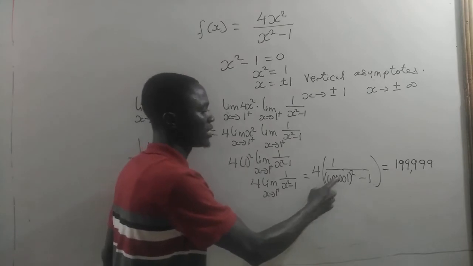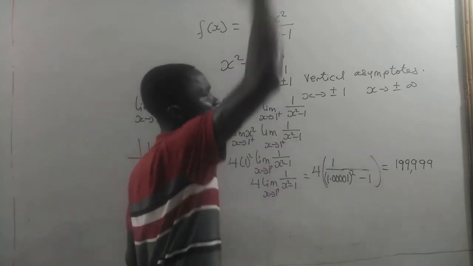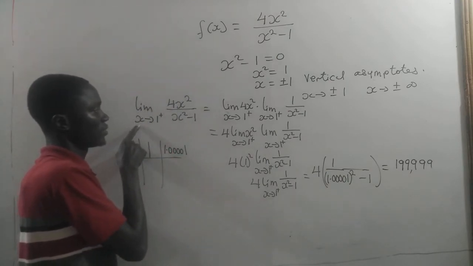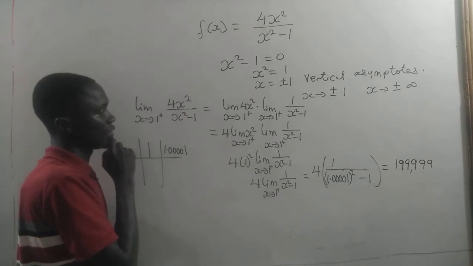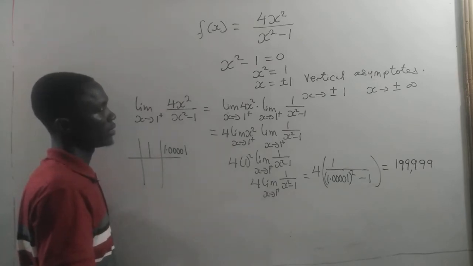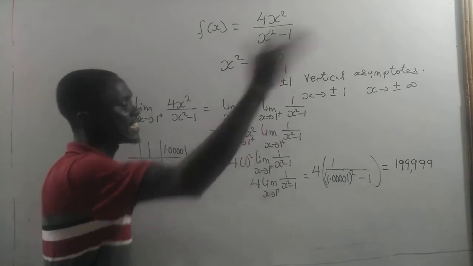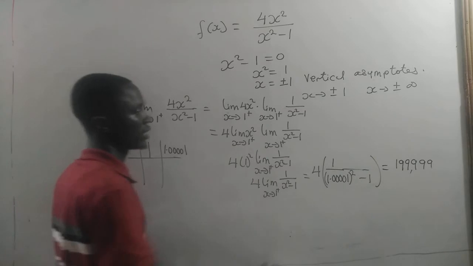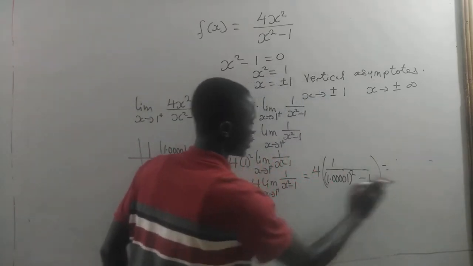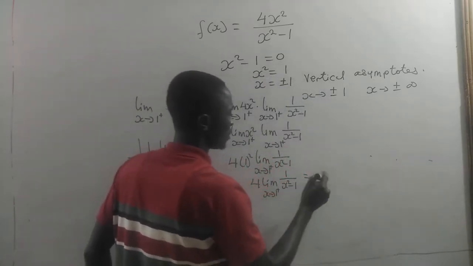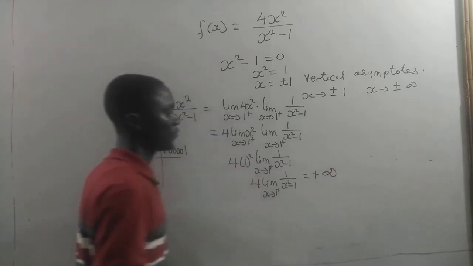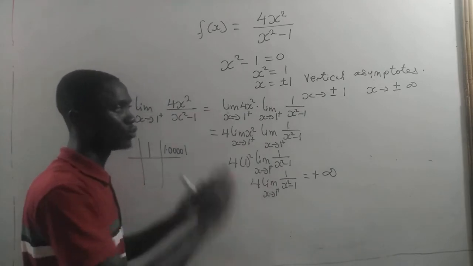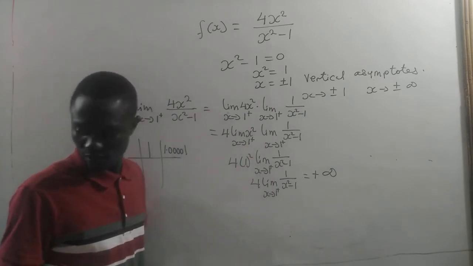So if you take 1.00001, it means that this number will even increase. So it implies that the limit of 4x squared divided by x squared minus 1 as x approaches positive 1, this limit will increase without bound. That is, it will approach positive infinity. This was just to bring the understanding. I've done this calculation for the rest, so for the rest I'm just going to put substitution, then we move fast.